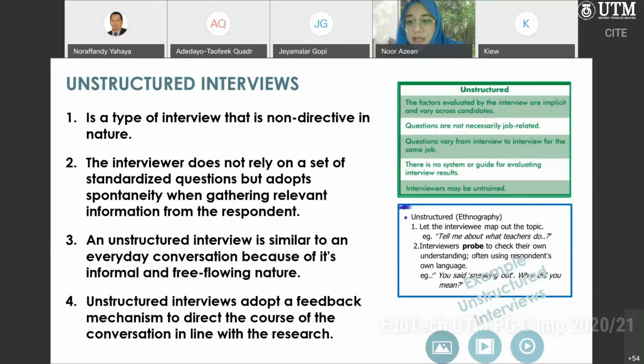When you do the session, you know which focus you want. For example, down there, unstructured for ethnography: let the interviewee map out the topic. For example, tell me about what teachers do. Then we add on the probe to check their own understanding. You say that sneaking out, blah, blah, blah. What do you mean by that? Based on the answer, we get another question. That will help a lot in our research. So it's interesting also to do the unstructured interview.